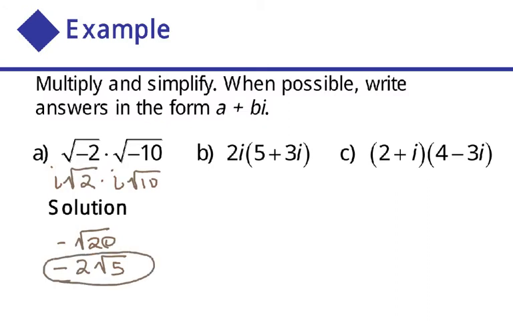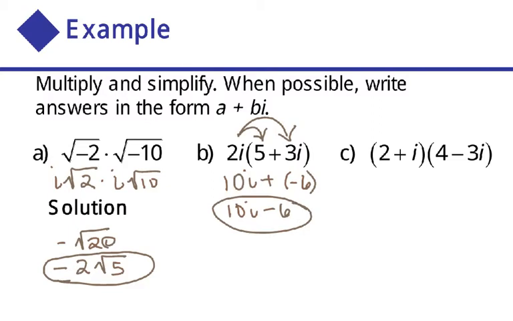Here we're going to have to distribute. So we'll do 2i times 5 is 10i, plus 2 times 3 is 6. i squared is negative 1, so it's negative 6. So you have 10i minus 6.